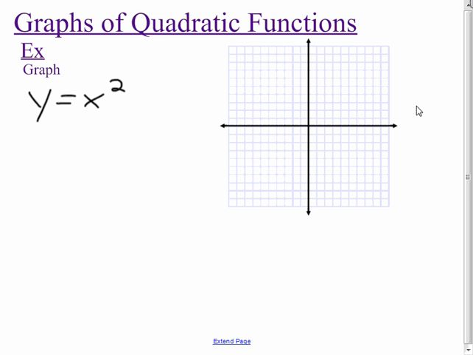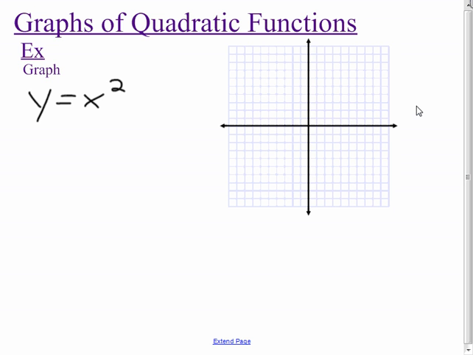We are going to start taking a look at graphing quadratic functions. To begin with, we are going to look at the parent function, which is up here, y equals x squared. There are going to be 3 different videos that we are going to look at for graphing quadratics. We are going to look at vertex form, we are going to look at standard form, and then we are also going to look at intercept form.